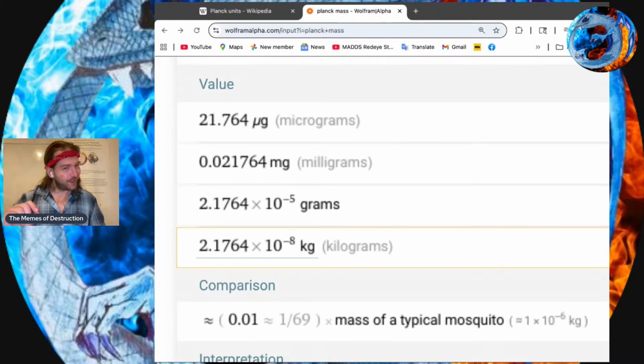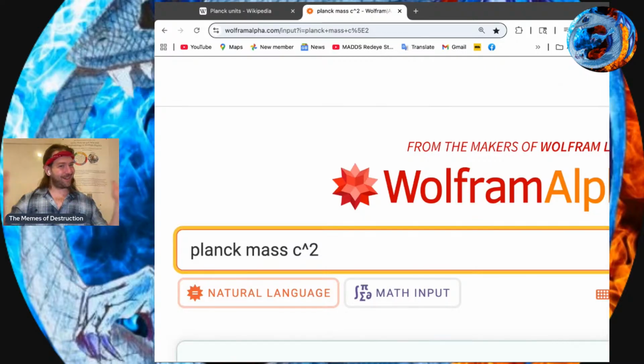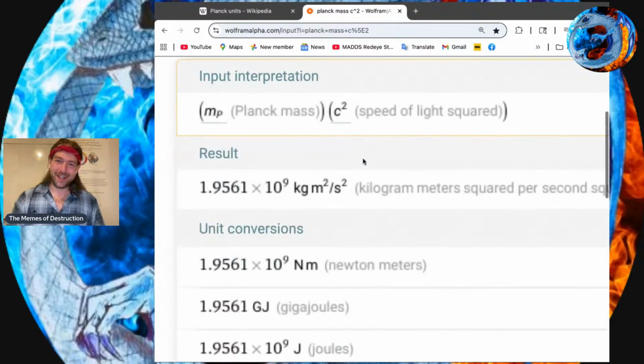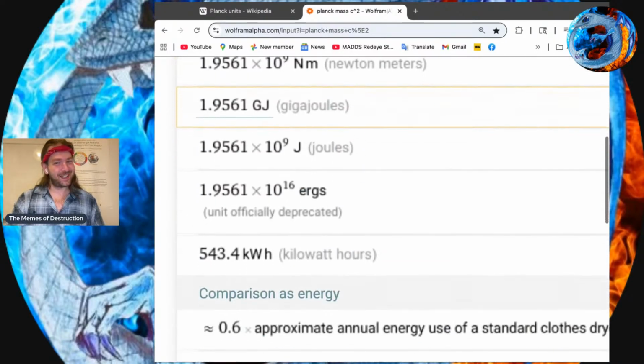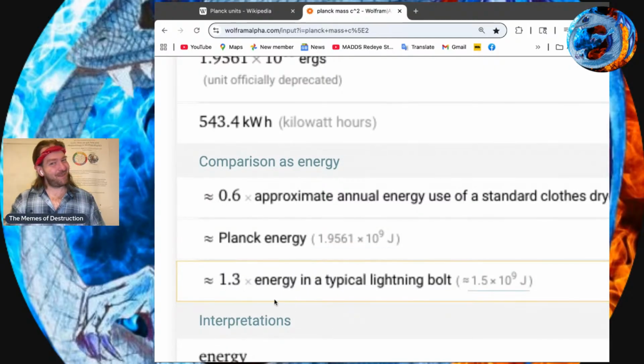All right, you want to do some magic? You take that 10 to the -8 kilogram mote of dust. If you did some wizardry and you're able to extract all the energy with maximum efficiency out of it, you get the Planck energy, which is of the magnitude of the energy in a lightning bolt.